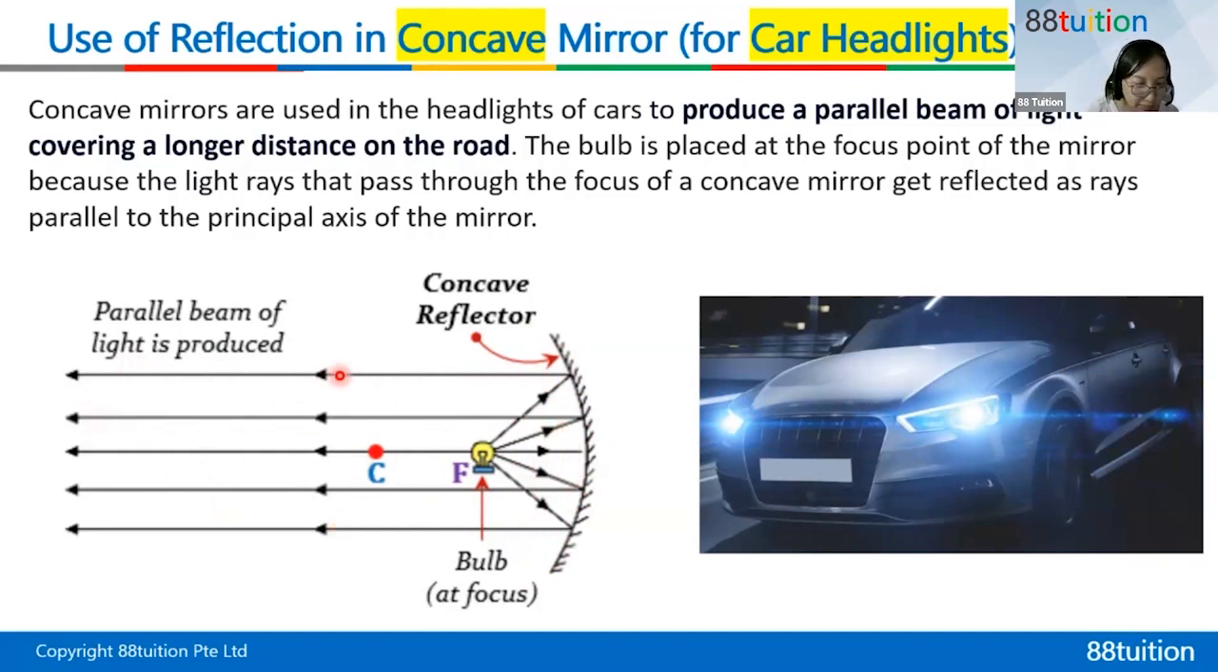So you notice that a parallel beam of light is produced so that the driver can see the road far, far away. All right, is everybody clear?